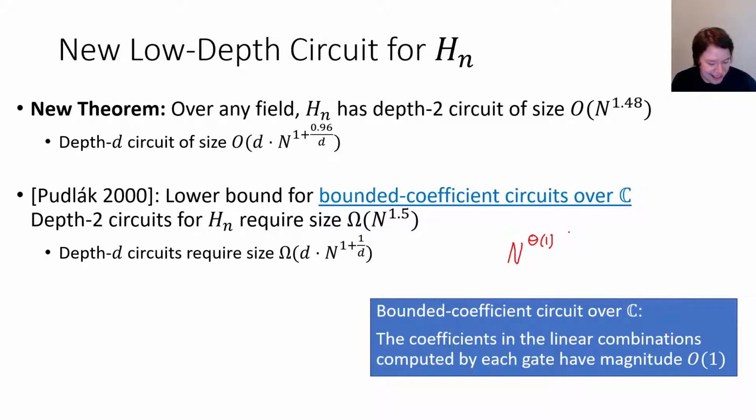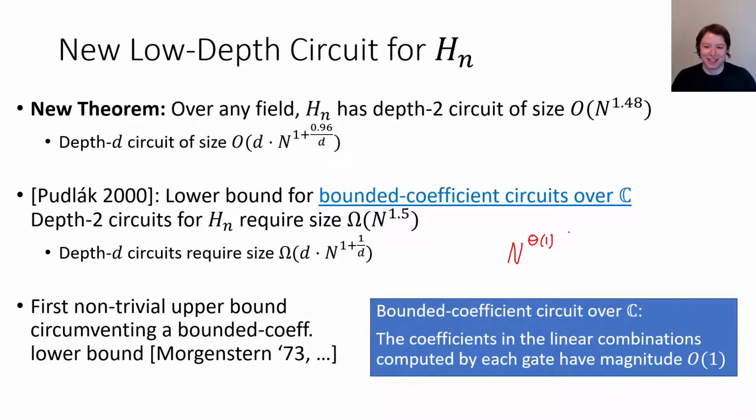As far as I know, this is the first non-trivial upper bound circumventing one of these bounded coefficient lower bounds that started from a work of Morgenstern in the 70s, who showed such a result for the discrete Fourier transform. But I think it's interesting that even though this matrix is very natural, with just ones and minus ones in it, we can actually use large numbers in our circuit to design smaller circuits for it. Okay, so let me tell you a little bit about how we prove it.